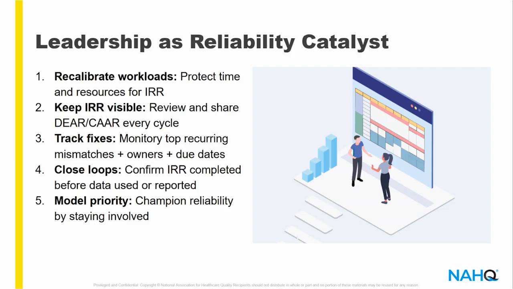Track the fixes. Follow the action queue that we asked them to create. You're going to review those top recurring mismatches, confirm each has an owner and a due date, and then check on what's pending, resolved, or needs escalation. Ensure that the issues are moving from discussion into action.